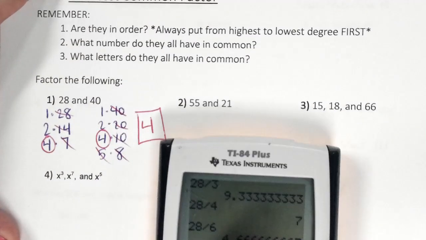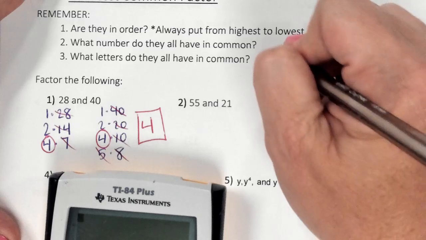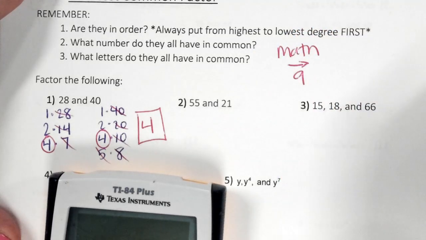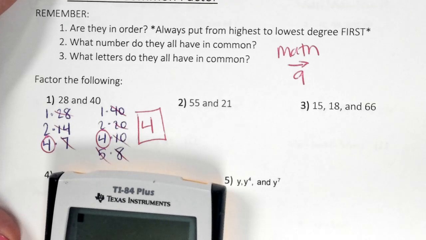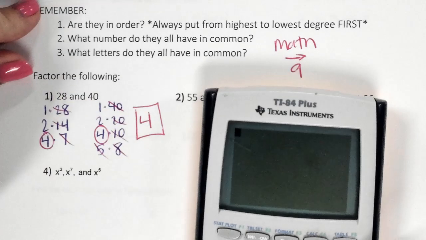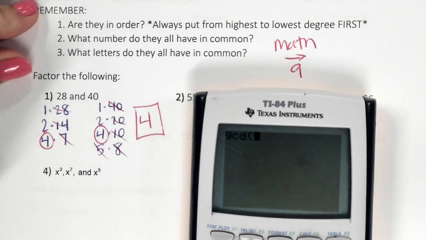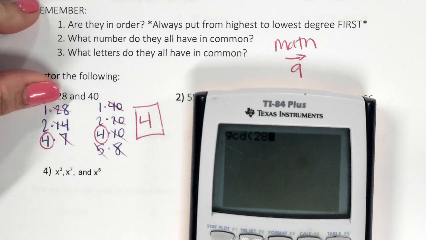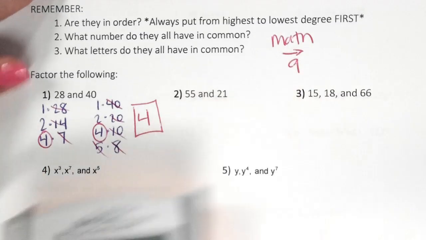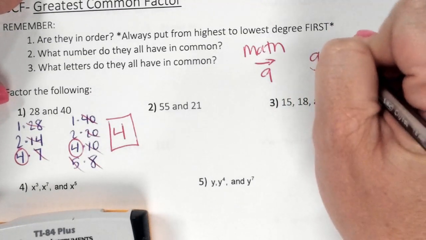Now, there is a way to do this in your calculator. It's math, right, 9. Sorry, y'all. So I can do math, right, 9. And I could do 28. Now you have to use a comma to separate them, which is right next to the parentheses, comma 40. And it tells me 4. So did we do it correctly? Yes. So I know it says GCD, but it's still the same thing.